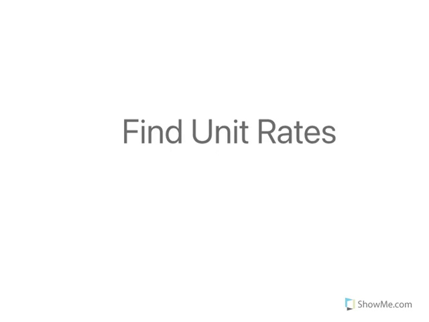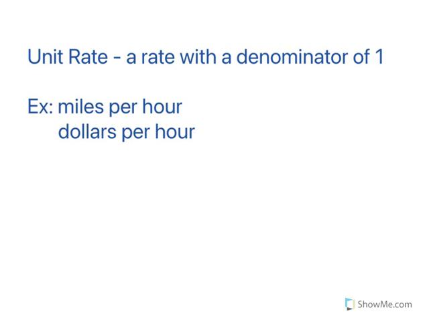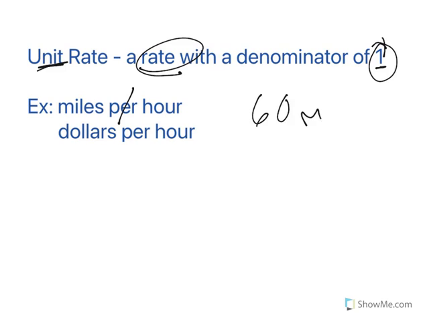Let's find unit rates. So first, just a reminder that a unit rate is simply a rate with a denominator of 1. So the unit tells us that we are doing like per 1. So we often think about this as, an example would be miles per hour. All right, we talk about I drove 60 miles per 1 hour.